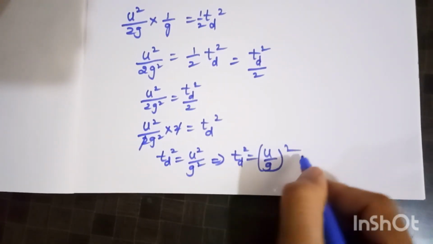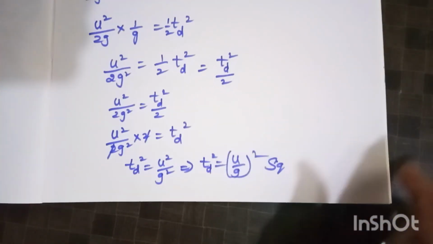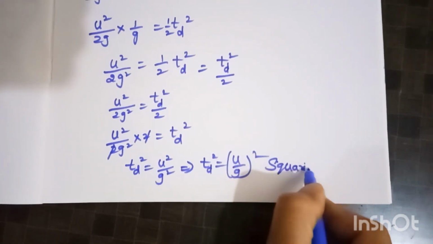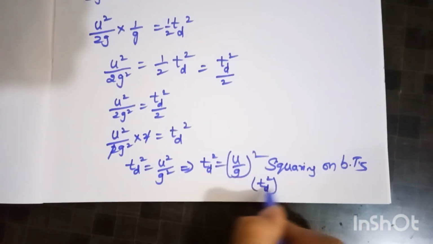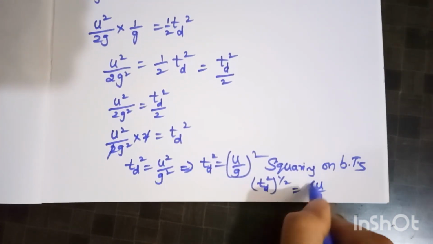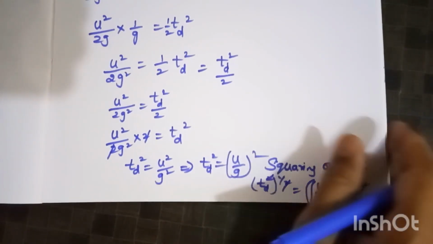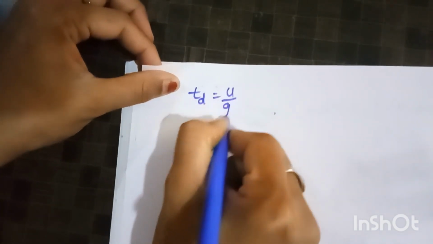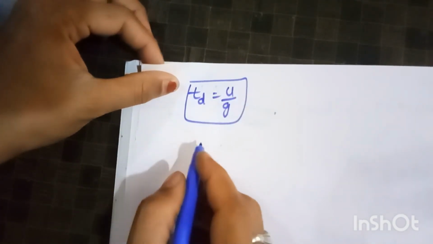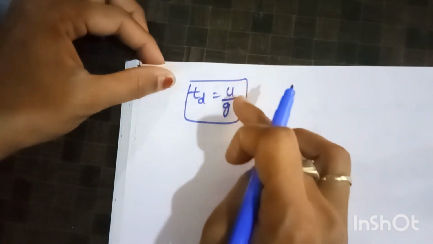Take the square root on both sides. What will you get? Td square whole power 1 by 2 is equal to u by g whole square whole power 1 by 2. The 2 will be cancelled, so td equals u by g. So the time taken by the body to reach the ground from the maximum height is u by g.